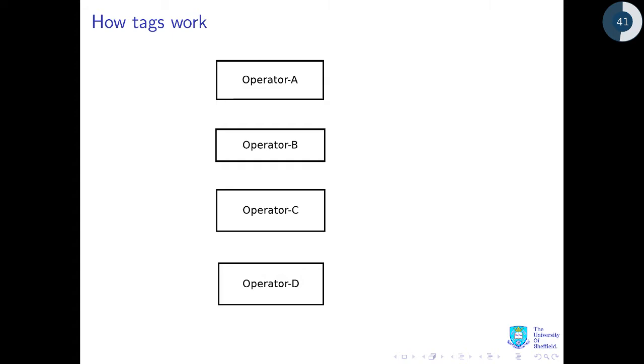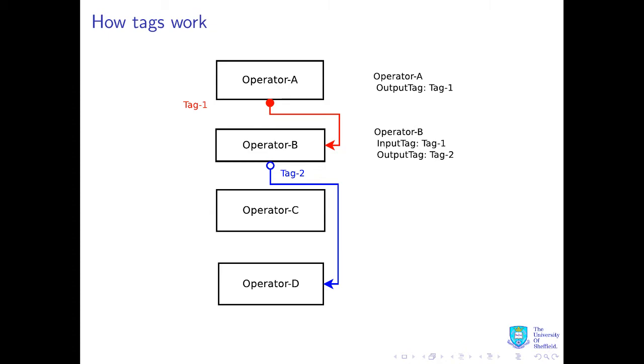First of all, here we are looking at four operators. The first operator is going to create a set and tag this set with tag 1. So operator A in this case has an output tag, and the output tag is tag 1. Now operator B is going to read from the sets from operator A, so it needs to have an input tag, tag 1, and because it's going to create new sets and tag them with tag 2, it needs to have an output tag called tag 2.